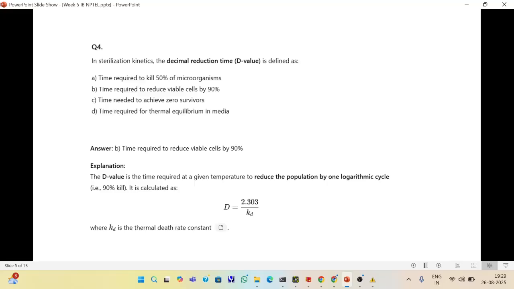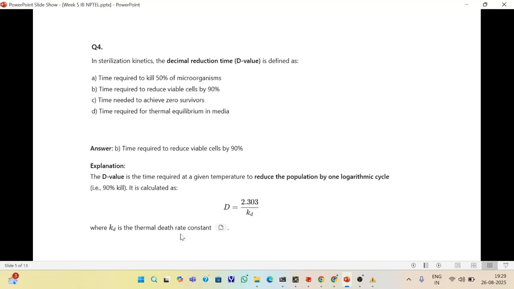Okay, so the correct answer is time required to reduce viable cells by 90%. So B is the correct answer. So what is the D value? The D value is the time required at a given temperature to reduce the population by one logarithmic scale, that is killing it by 90%. So it is calculated by 2.303 by kd.